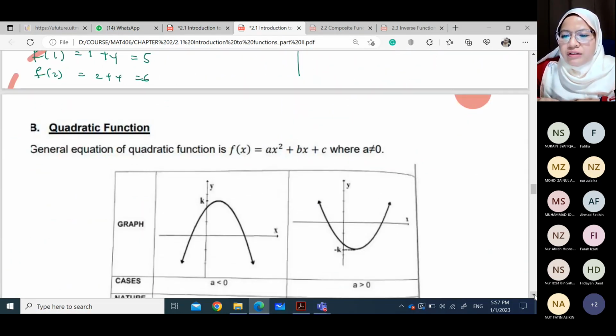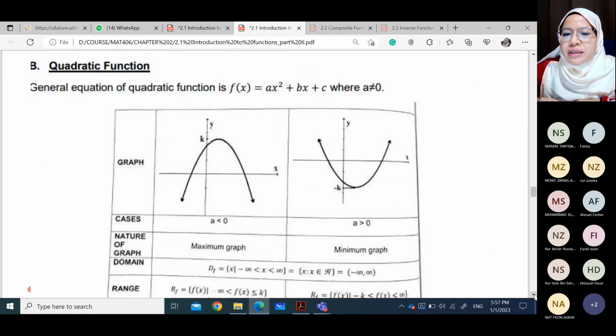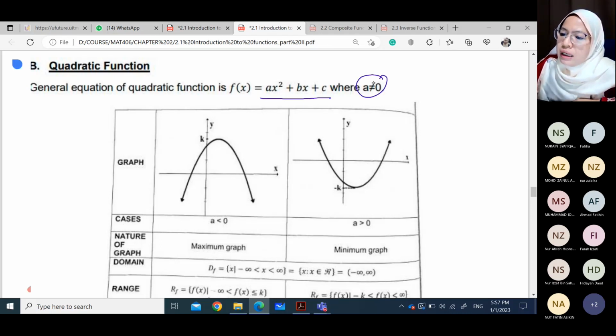Okay, so next, quadratic function. The general equation for a quadratic function is this one: ax squared plus bx plus c, where a cannot be equal to 0. So kalau a kosong, dia bukan quadratic function lah. Dia adalah linear. Sebab tu syarat dia a tidak boleh kosong. Alright, so a can be any number except 0.